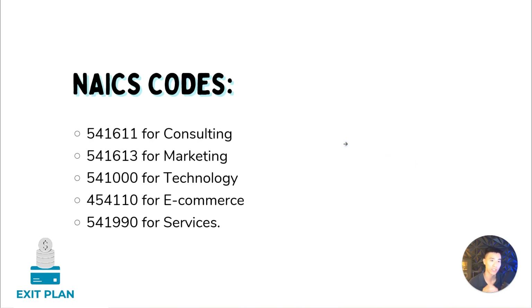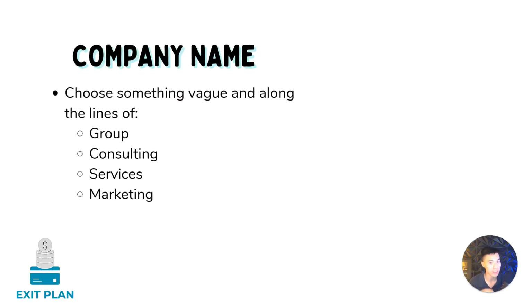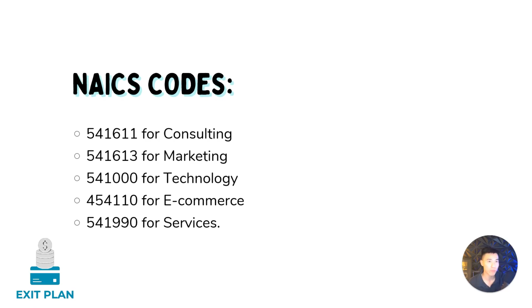You could use codes such as 541611 for consulting, 541613 for marketing, 541000 for technology, 454110 for e-commerce, or 541990 for services. If you have any other kind of NAICS codes, you could just search them up depending on what kind of services you use, such as group, consulting, services, marketing. All of these would be in the safe NAICS code where the banks are going to be accepting you. So use these codes when you're presenting your business to the banks.